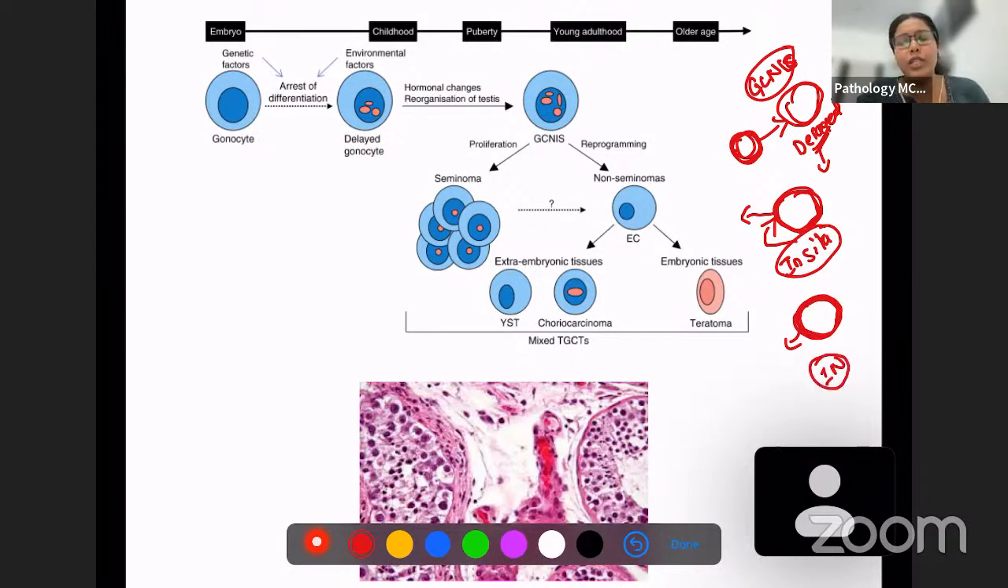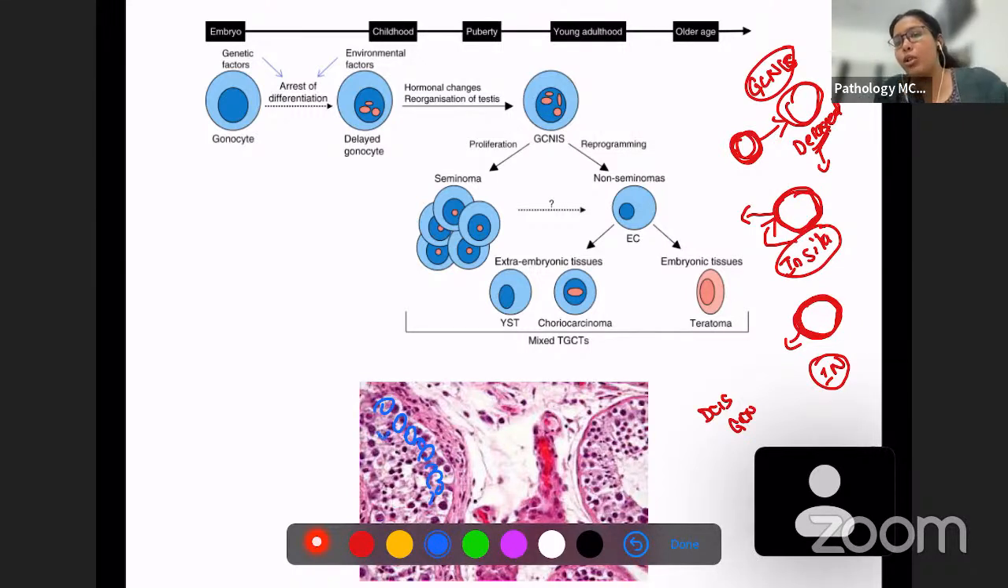You can remember we discussed in breast that there was a ductal carcinoma in situ. So similarly, there is a germ cell neoplasia in situ. These are all testicular tumors, right? So what is there inside the testis? They're going to be germ cells. So these are all germ cells.